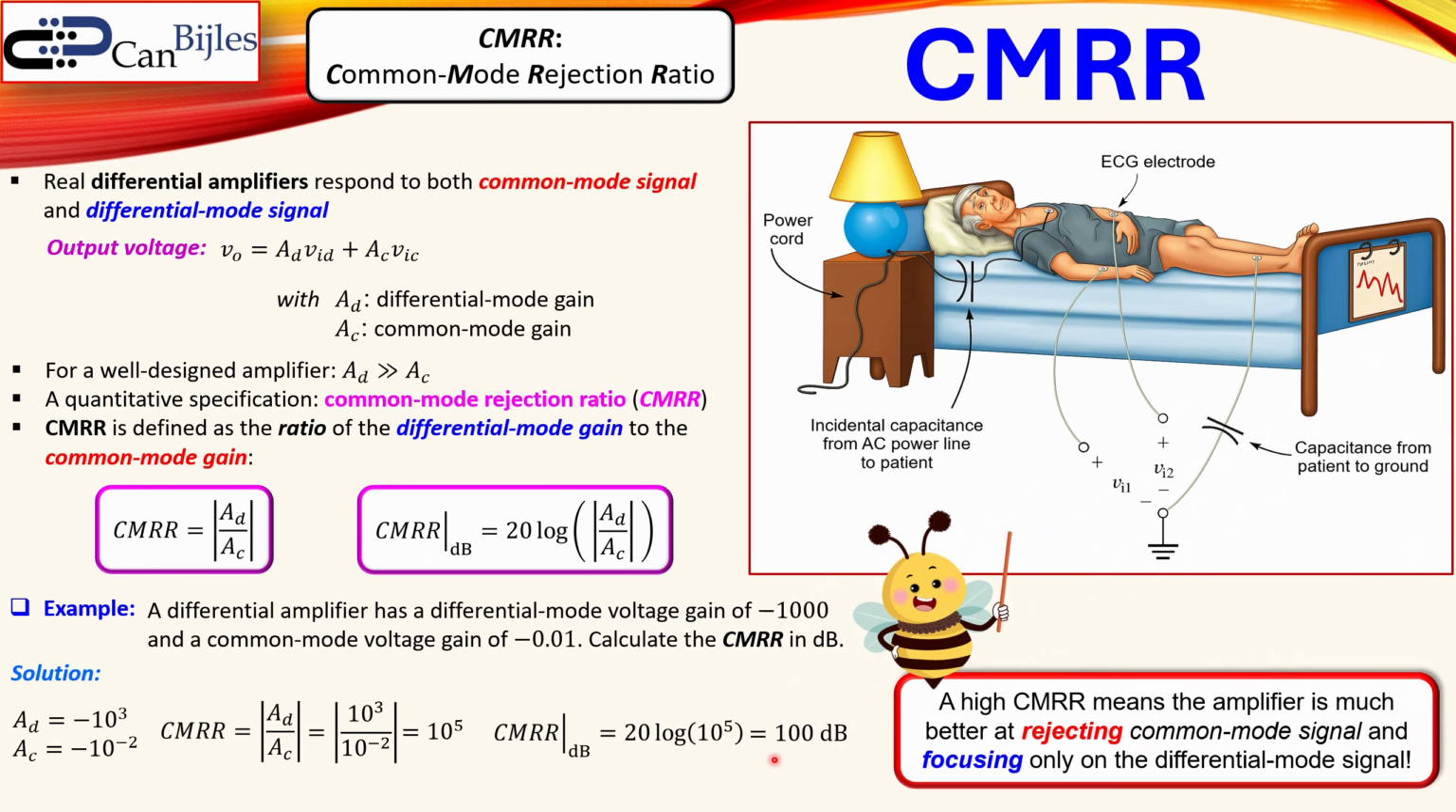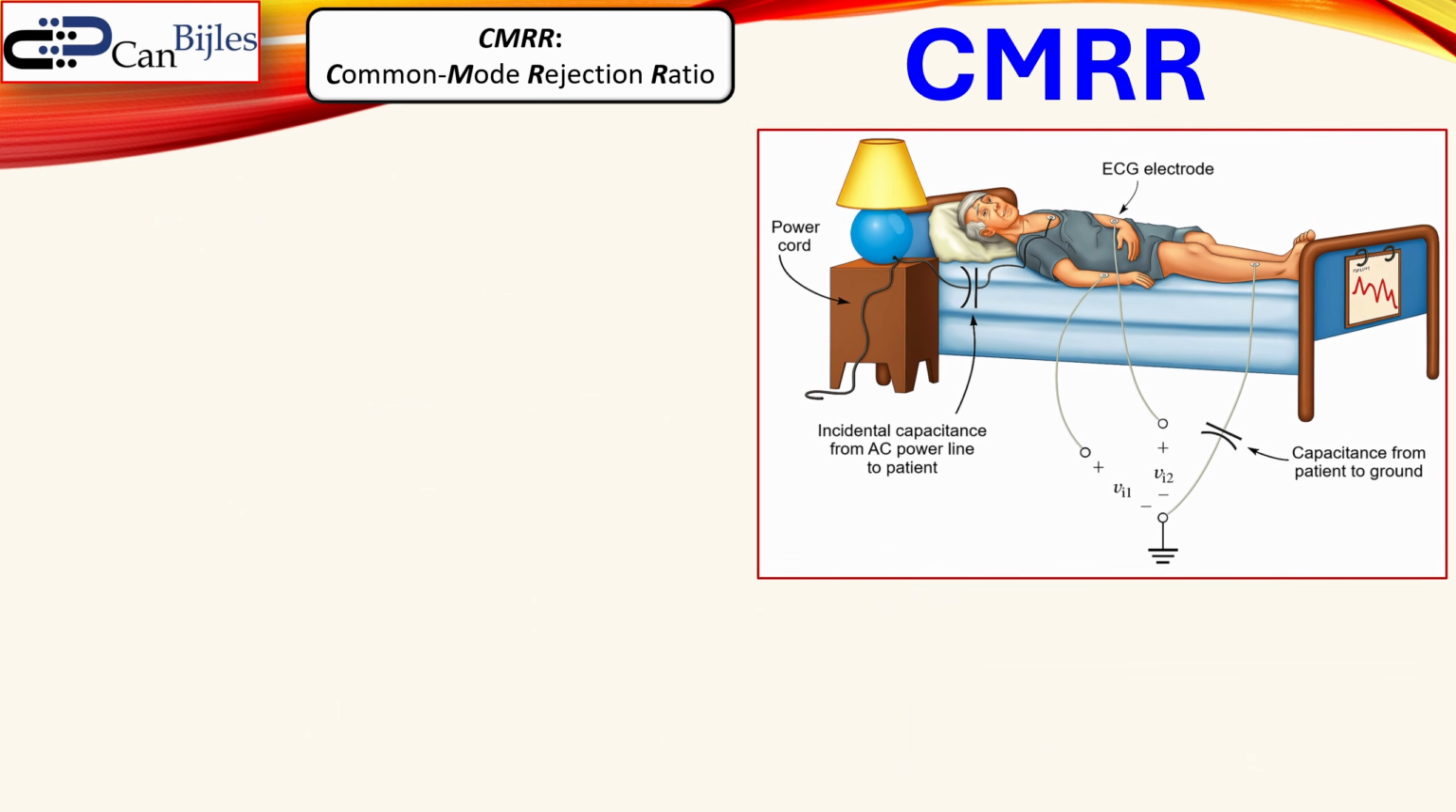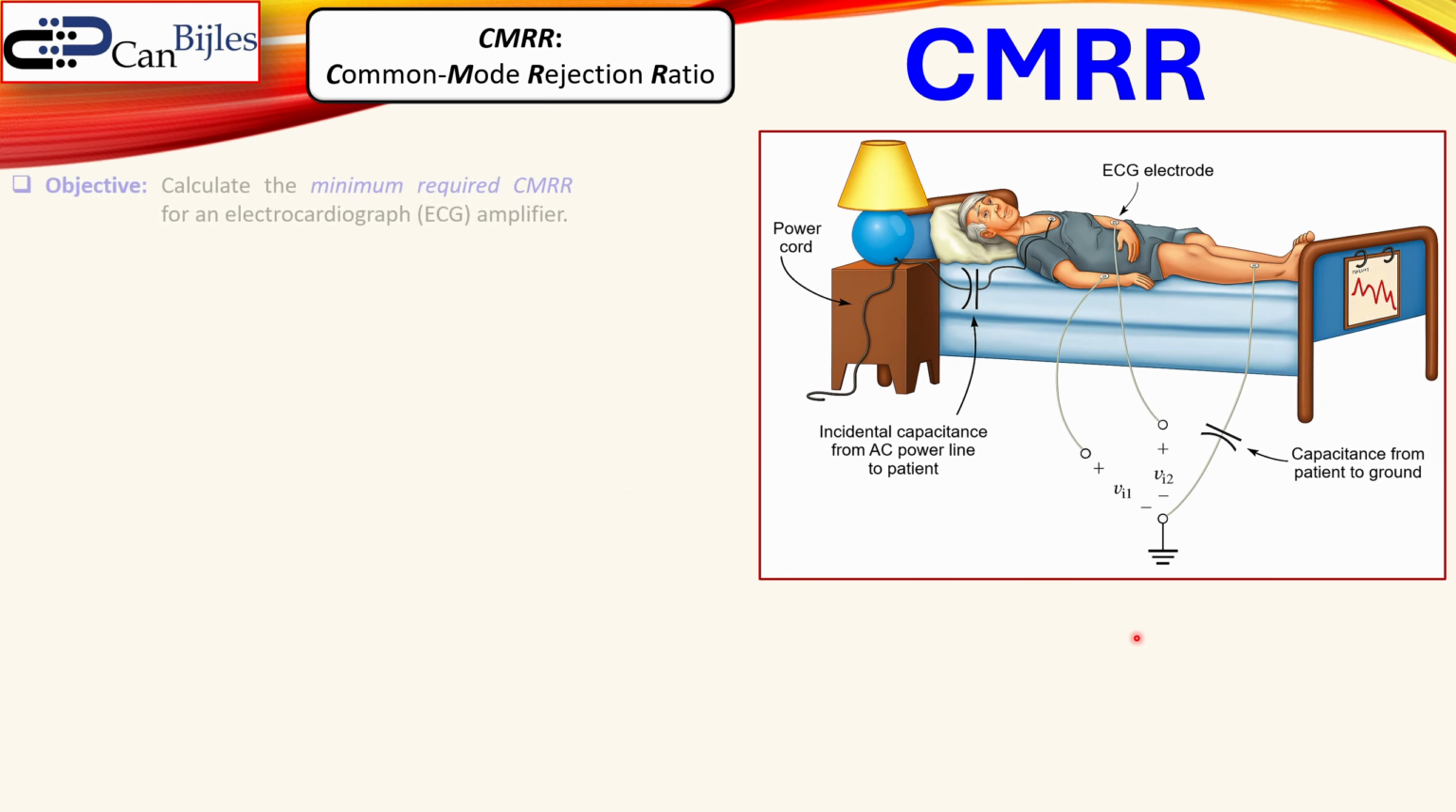Well, a high common mode rejection ratio means that the amplifier is much better at rejecting the common mode signal and focusing only on the differential signal, which we actually want, which is our signal information. So the larger this value, the better it is.